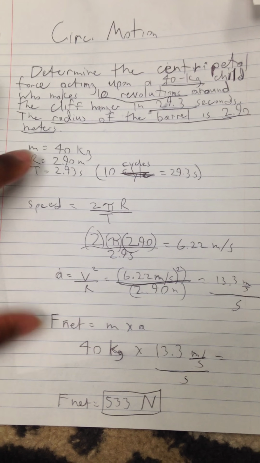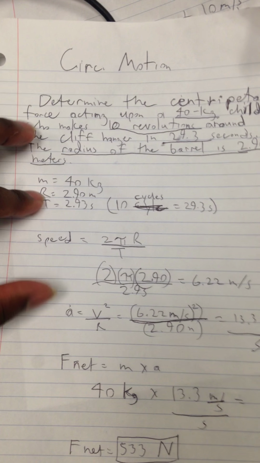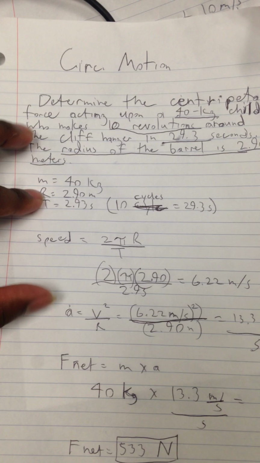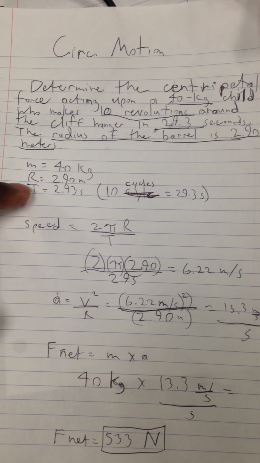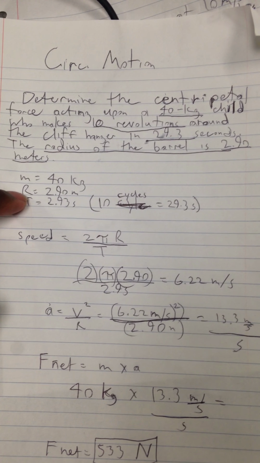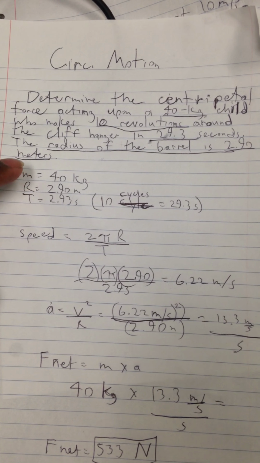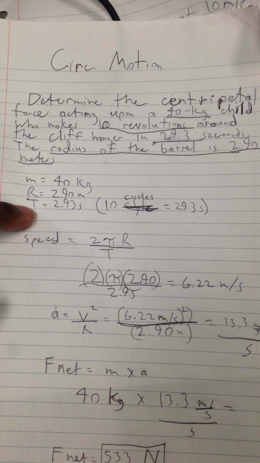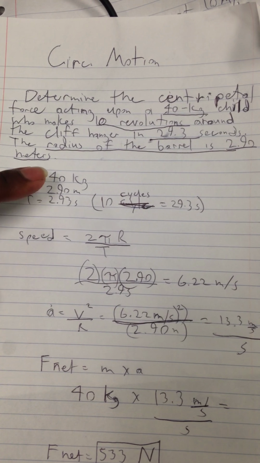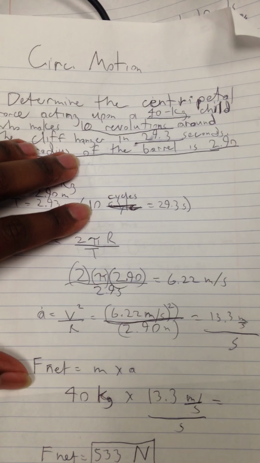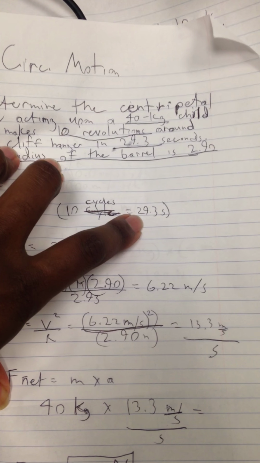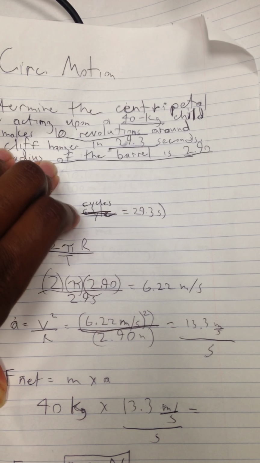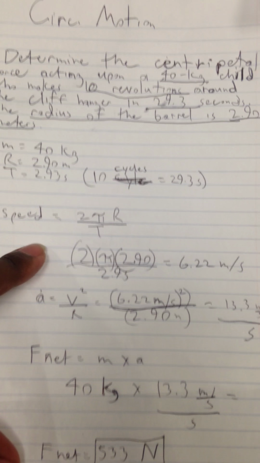Well, I started out by listing everything that was given to me. The child weighs 40 kilograms. The radius of the barrel is 2.90 meters, and the time for one revolution would be 2.93 seconds. I derived this from 10 cycles equals 29.3 seconds, so I divided 10 into 29.3 to derive that each revolution would take 2.93 seconds.